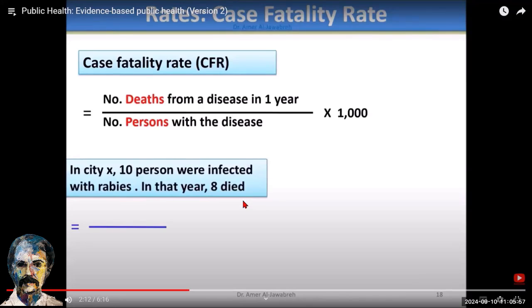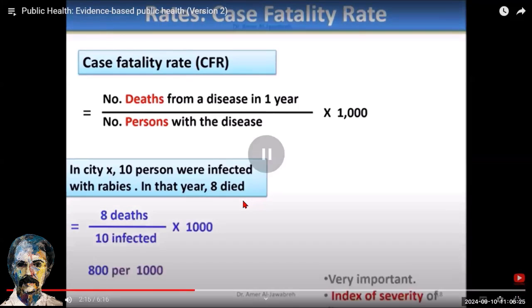An example on rabies: in a city X, 10 persons were infected with rabies, a disease with a high fatality rate. By the way, we had a case two months ago of a baby who died. That year, 8 died. So it's 8 out of 10 times 1,000, which is 800 per 1,000. What does this indicate? It indicates that this is a very severe disease, with death very quickly and in high numbers, usually in a short period of time.